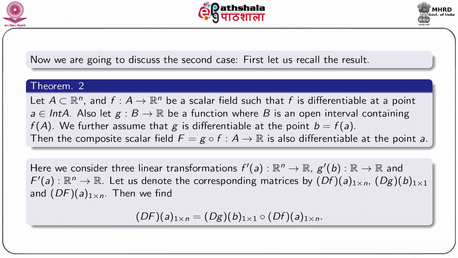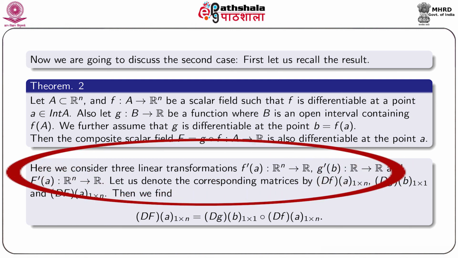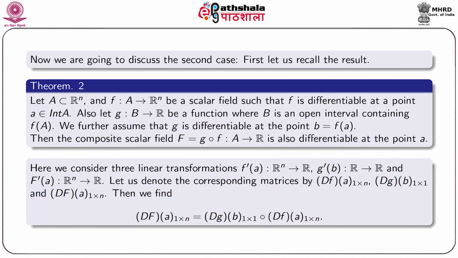Now for the second one, we recall the result. In this case, A was a subset of Rn, f was a scalar field defined on A, which was differentiable at a point a, and g was a real valued function of a real variable whose domain contained the range of f, and we further assumed that g is differentiable at the point f(a). So, we consider the composite scalar field capital F, which is g composed with f, defined on the set A. So, here we are considering three linear transformations: f'(a) from Rn to R, g'(b) from R to R and F'(a) from Rn to R.